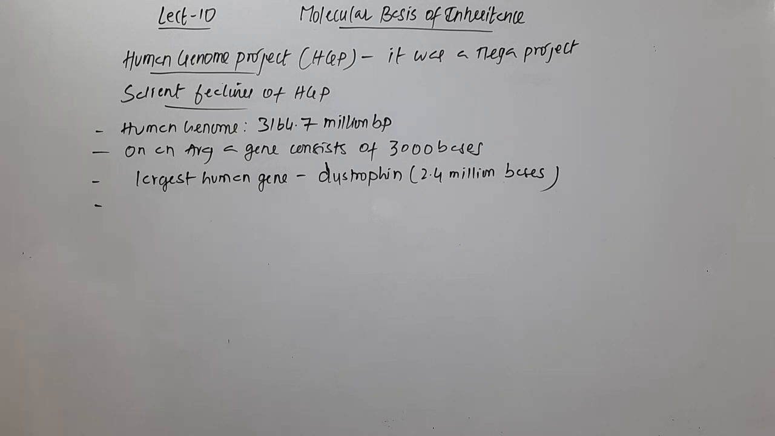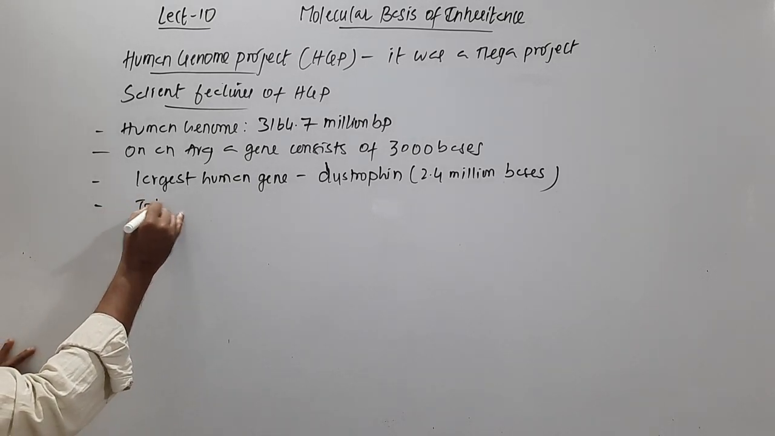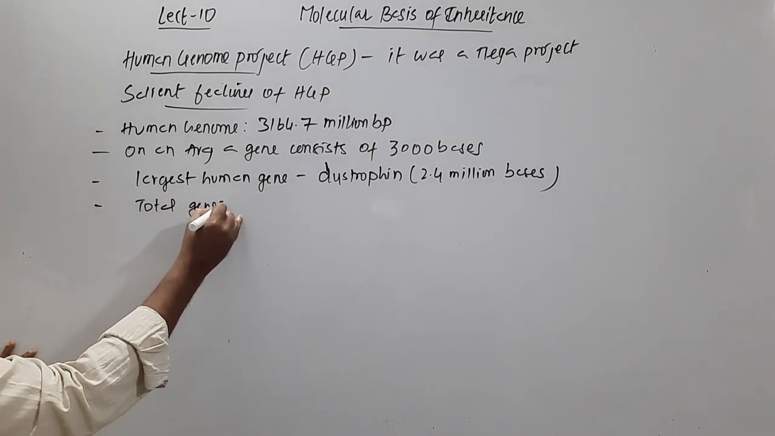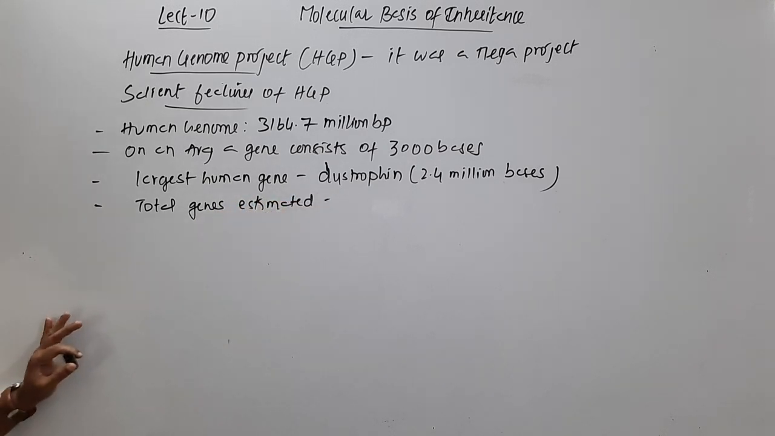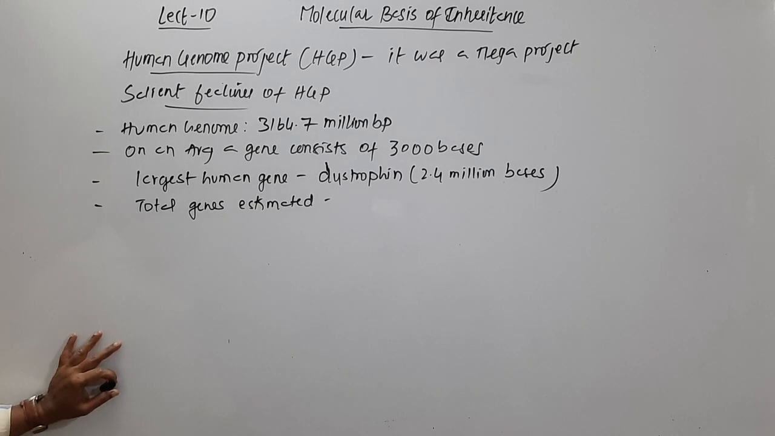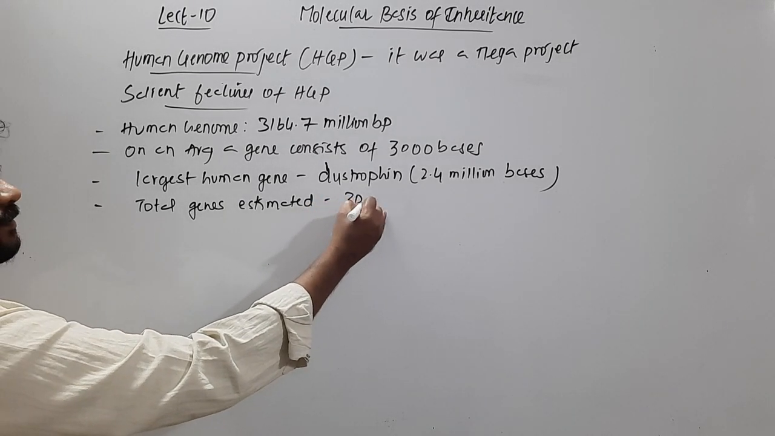Then the total number of genes estimated. So the total genes that were estimated were around 30,000.